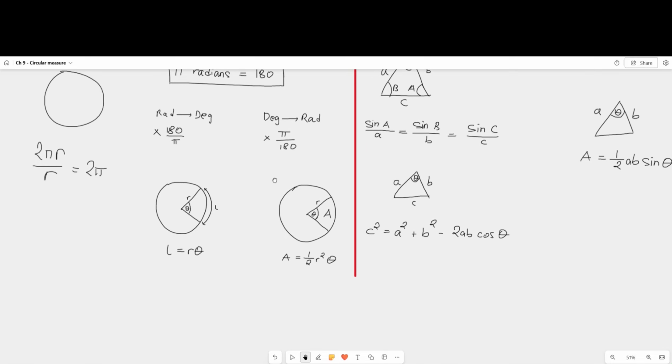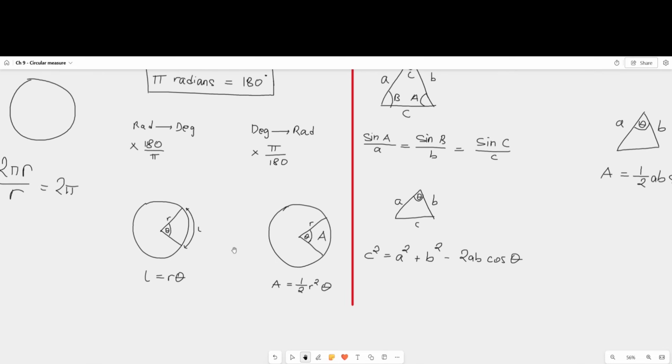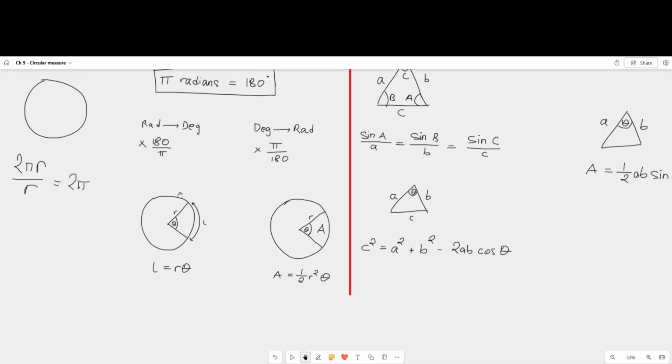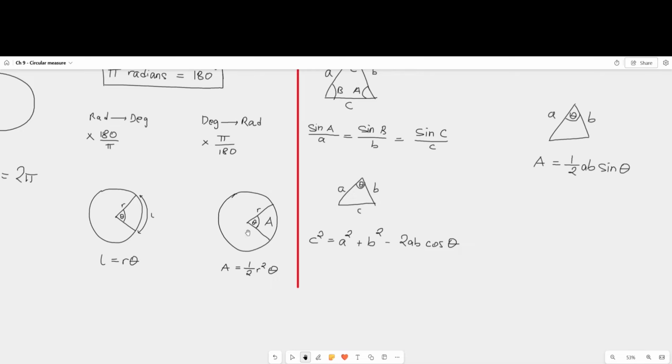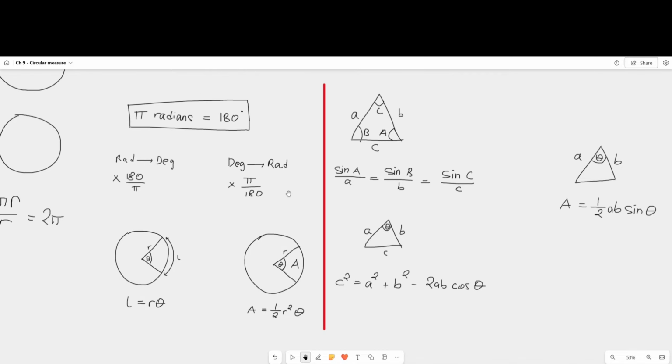Now there are these two formulae that you need to remember for this chapter. If you're given a circle with some radius r and you're given this sector in the circle with an angle theta, then this arc length is equal to r theta. Remember, theta must be in radians for this formula to work. And then again, a circle with radius r, a sector, and an angle theta in radians, the area of this sector will be half r squared theta. So just remember these two formulae.